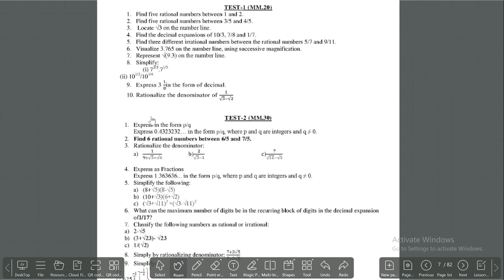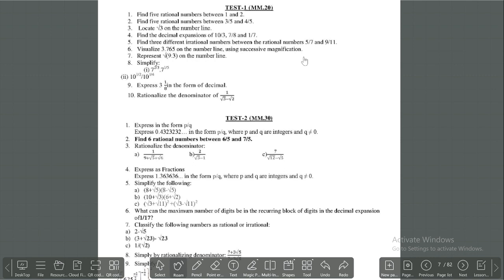Find the decimal expansion of 10 by 3, 7 by 8, 1 by 7. Find three different rational numbers between 5 by 7 and 9 by 11. Three different rational numbers, how are we going to find them? Between these rational numbers, irrational numbers we want to write. First, divide and find the decimal number to two decimal places, and then continue the number. Continuing number means what? Recurring decimal you have to write.